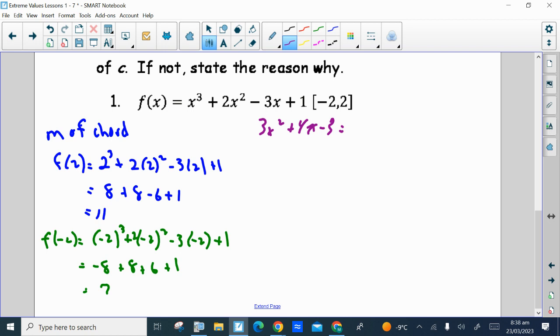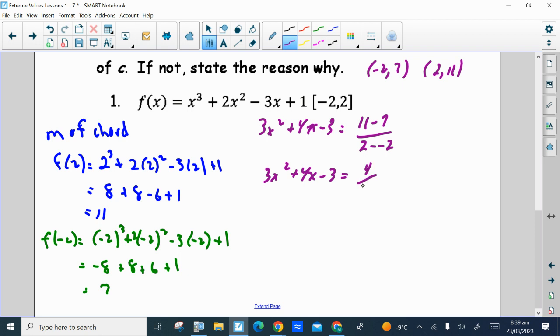So now we need to find the slope of that chord. Again, we're going to use our point -2, 7, and the other point is 2, 11, and apply the slope formula to those 2 points. y2 minus y1 over x2 minus x1. So 3x squared plus 4x minus 3 will equal 11 minus 7 is 4 over 2 plus 2, which is also 4. So that's the slope of the tangent.